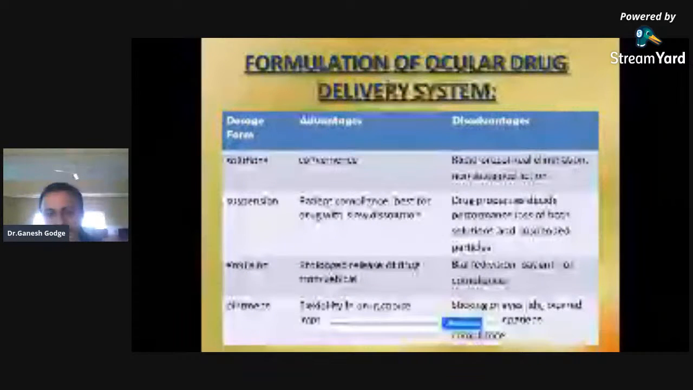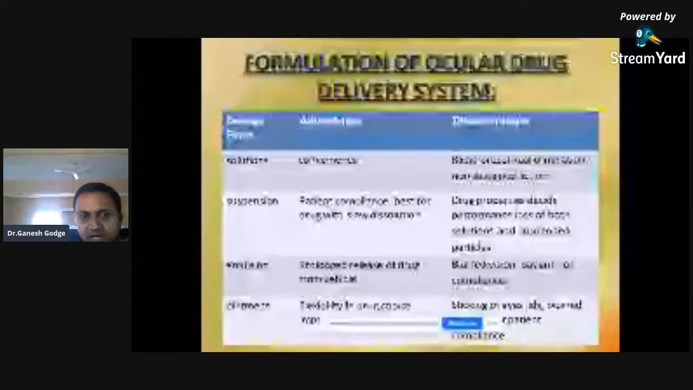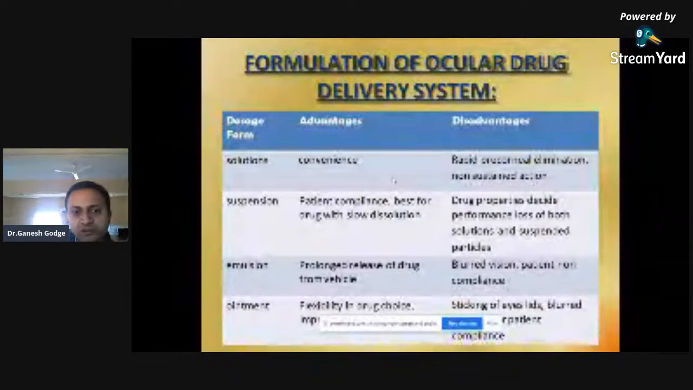And so much for conventional ocular preparations. Like this, you can again bifurcate new ocular preparations, like liposomes, niosomes, nanoparticles, then in situ formulations, and ocular inserts. You can summarize them in a dosage form table and write the advantages and disadvantages. That will be your homework.